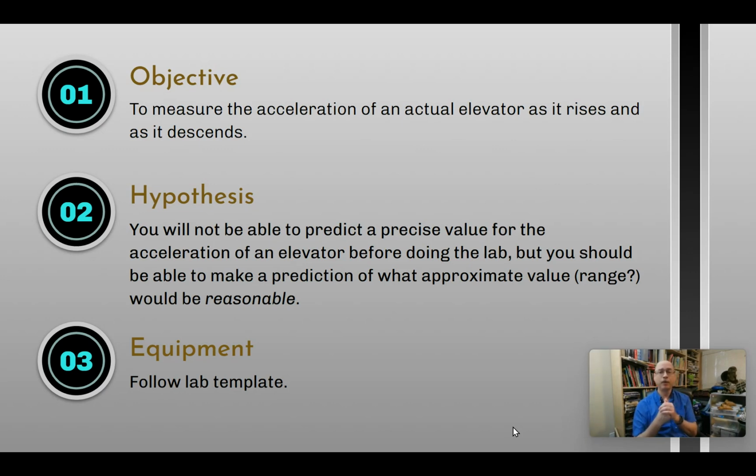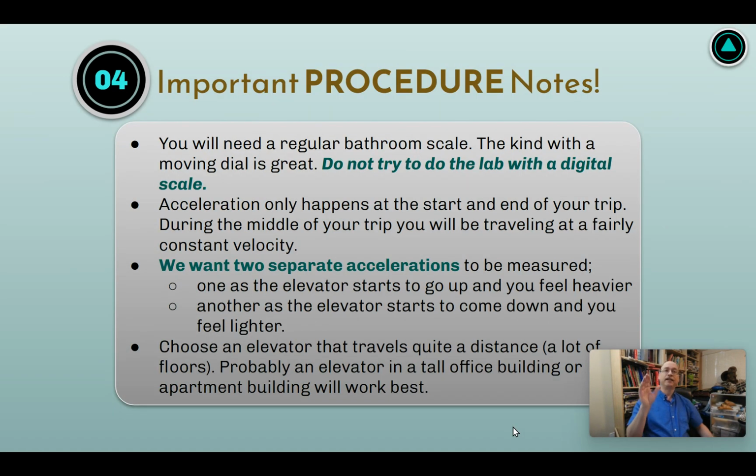Now, for the equipment list, I just say here, follow the lab template, but the most critical thing, and we're going to talk a little bit more about shortly, is you do have to have a standard bathroom scale. And you'll notice that this one is sort of an old school one with a dial on it. We would call it analog. It is not a digital scale. And that's where we do get into some procedural notes.